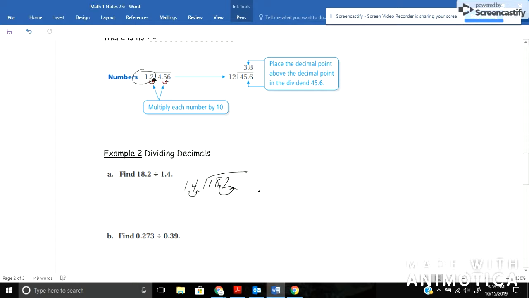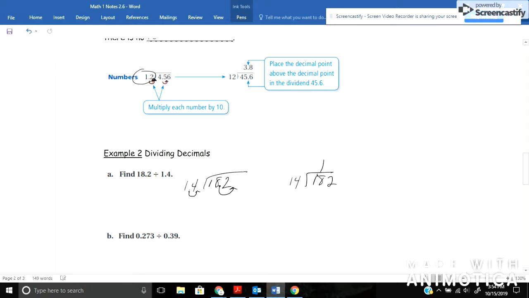So this now becomes 182 divided by 14, which is convenient because now we're just dividing whole numbers instead of having to worry about decimals, right? So if I were to round and just give myself an estimate here, well, let's just do it. 14 goes into 18 one time.